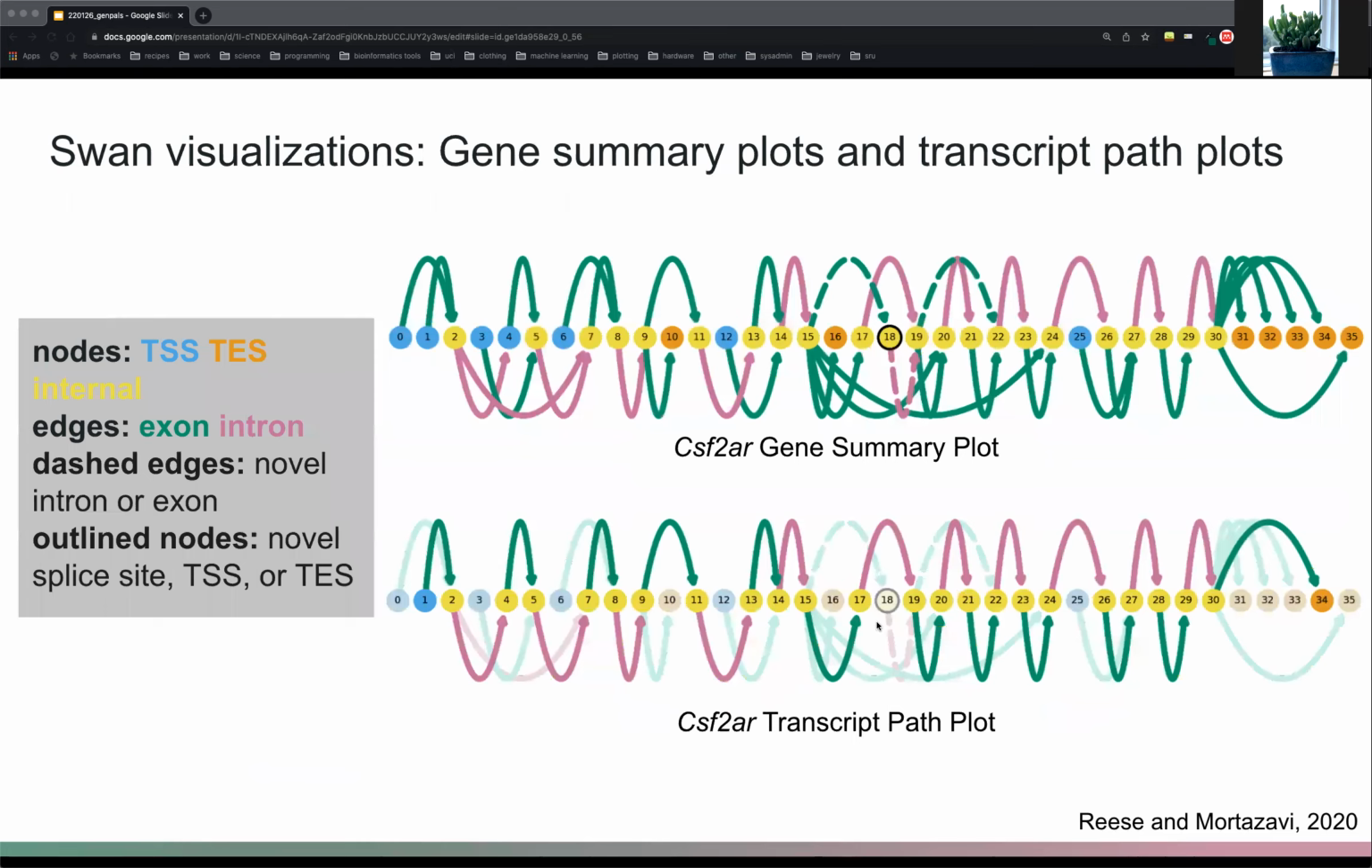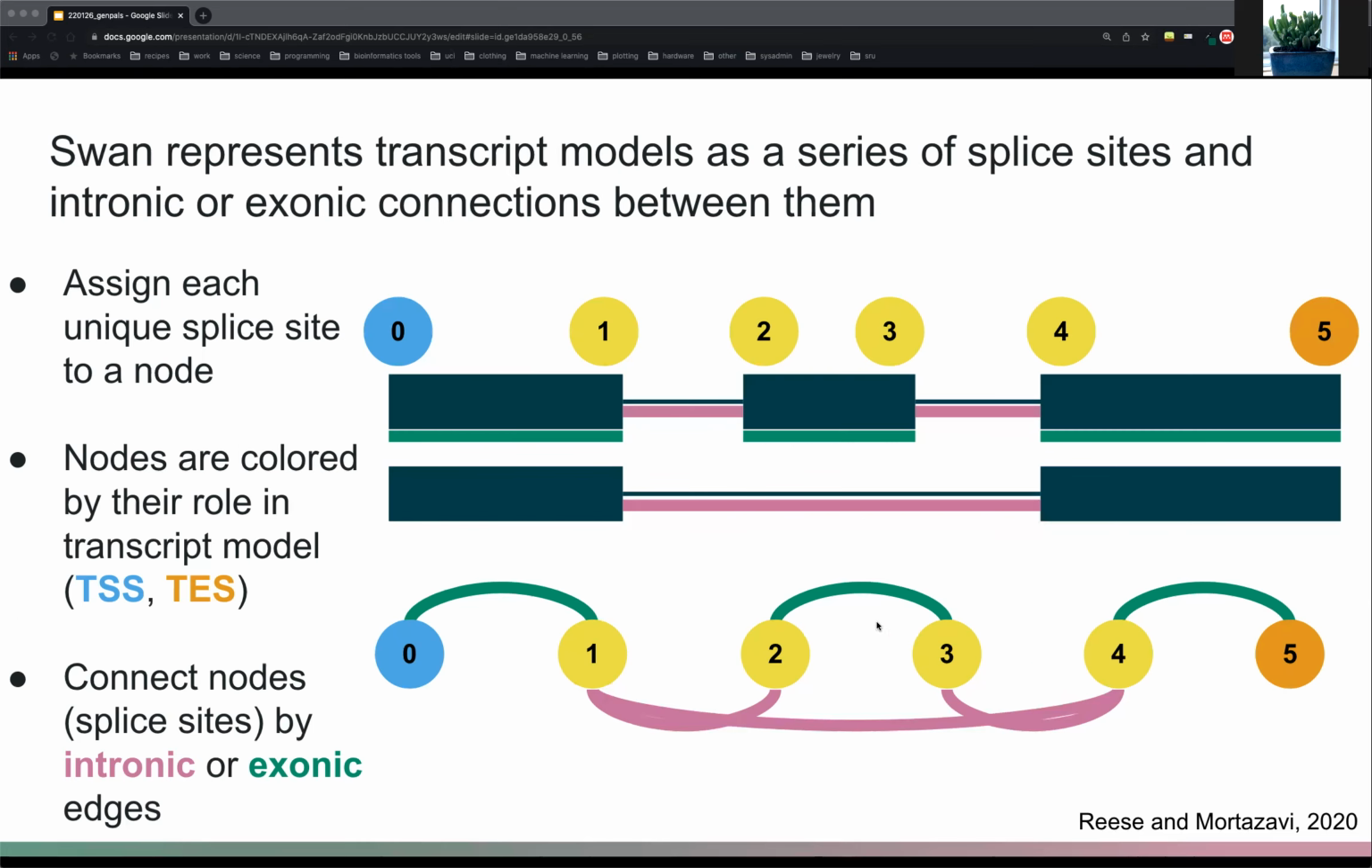Okay, so what does this look like? Sorry, can I ask a question? So you have assigned each unique splice site to a node. So basically a node is like the beginning and or end of either an intron or an exon, right? How do you know that? Is that just something that we know from a reference, or does your software actually figure that out from scratch?